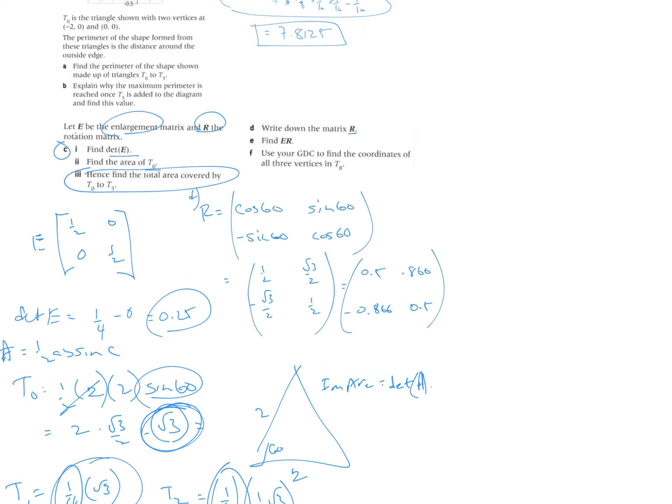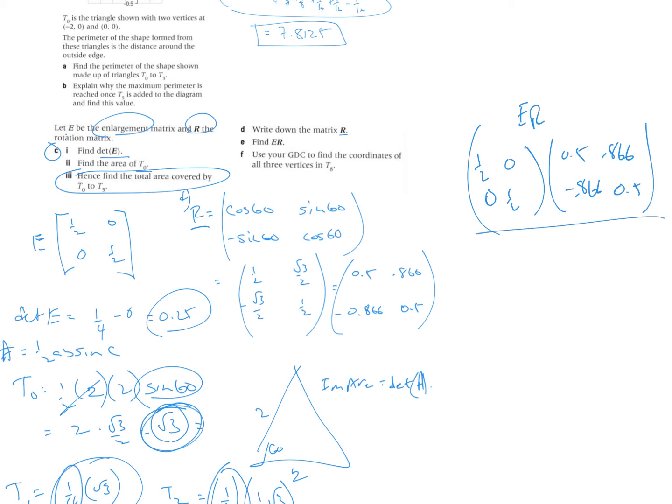Okay, so now part d says write down the matrix R. Well, we've already got that conveniently. Here's R, I've done that. So find ER. Well, ER is going to be 1/2, 0, 0, 1/2 times 0.5, negative 0.866, 0.866, 0.5. And we can just put this into our calculator. And we should get 0.25, 0.433, negative 0.433, and 0.25 is equal to ER.